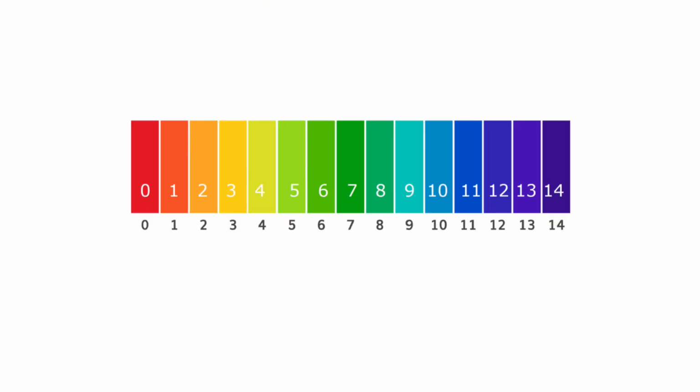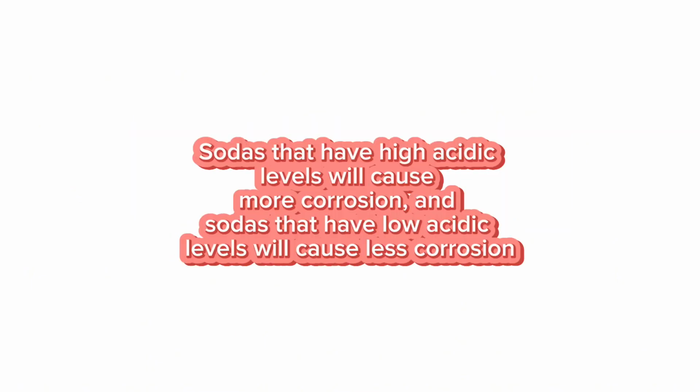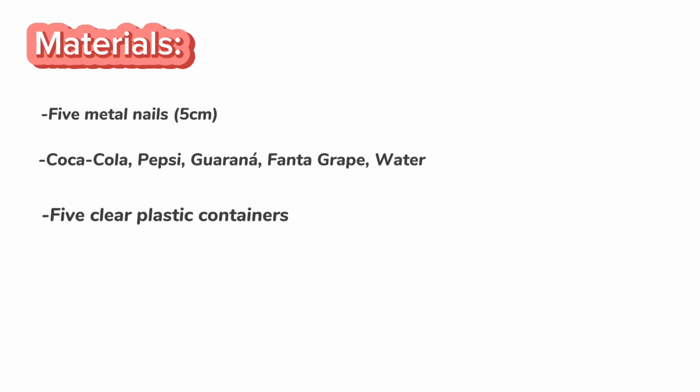Let's begin. Corrosion levels have a proportional relationship with the level of acids, meaning the higher the acidic level, the more corrosion. Meaning our hypothesis could be sodas that have high acidic levels will cause more corrosion, and those that have low acidic levels will cause less. Our materials are 5 metal nails, these 5 liquids, containers, phones, and pH level strips.